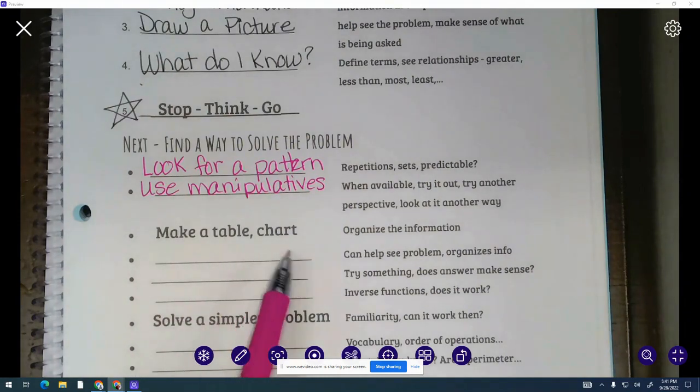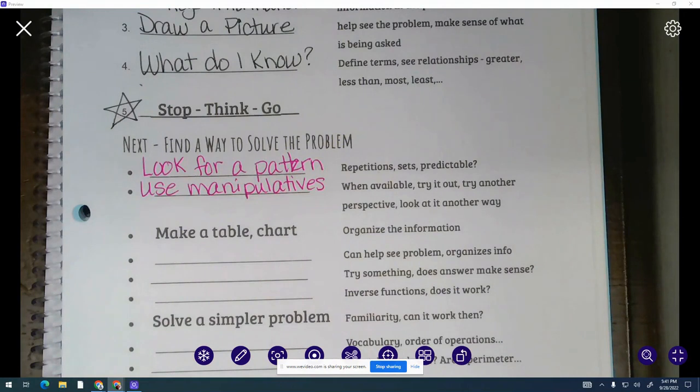Now, making a table or a chart, we know about this. We use the place value chart all the time. Not only can you use charts that are already created for you, but you can sometimes make them yourself. And we'll be doing that with a lot of the logic puzzles that we'll be tackling throughout October and November.